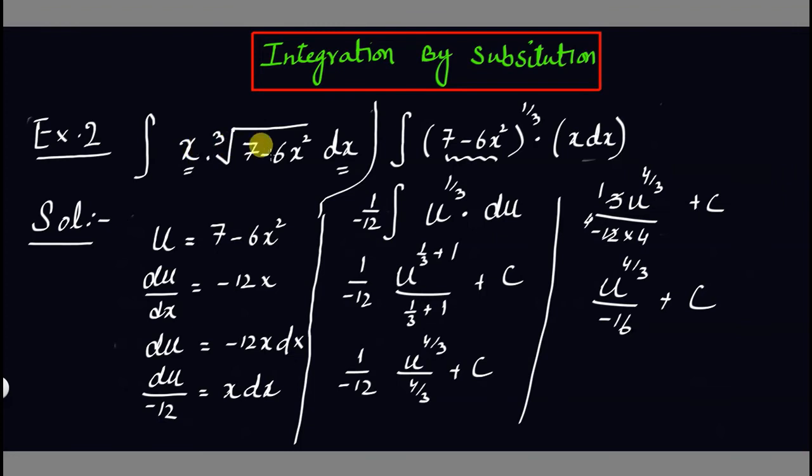In the question the variable is x, so you have to eliminate u, as you have substituted u is equal to 7 minus 6x square. So just replace it: 7 minus 6x square raised to the power 4 by 3 over minus 16 plus c. Now this is the end of the question.